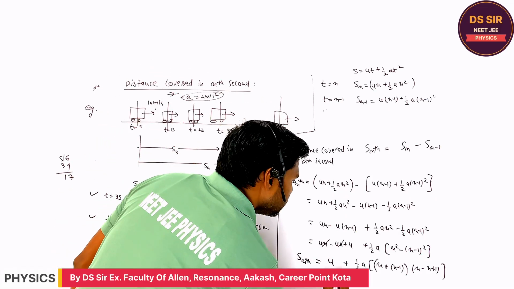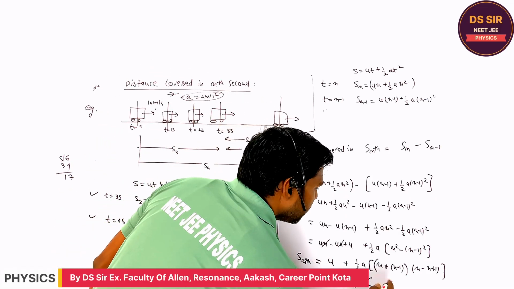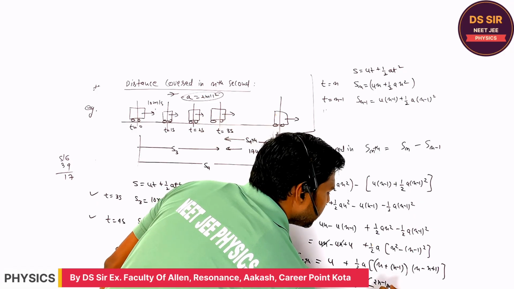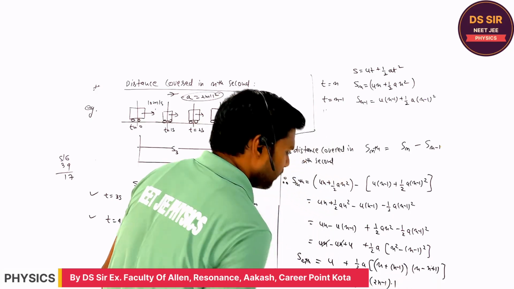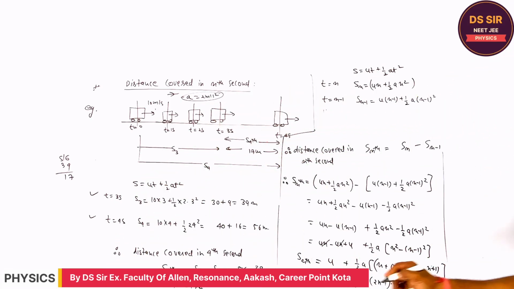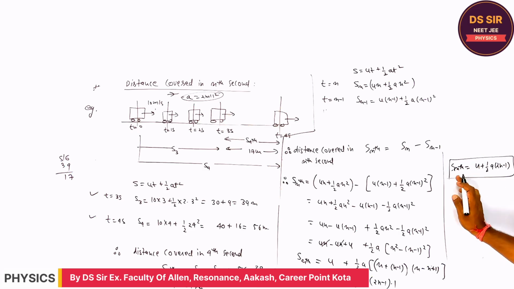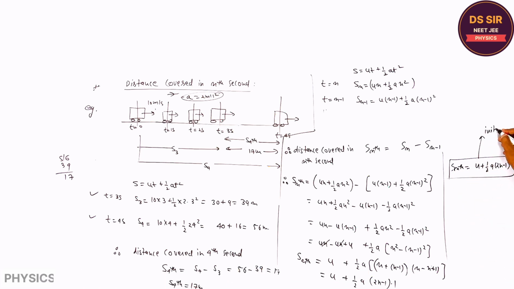So this is u plus half a, n plus n, this is 2n minus 1. The n and n cancel out, it is only 1. So what is the formula for the SNF? SNF formula is u plus half a 2n minus 1. This is the distance covered in nth second, where u is the initial velocity, a is the acceleration, and n is the nth second.